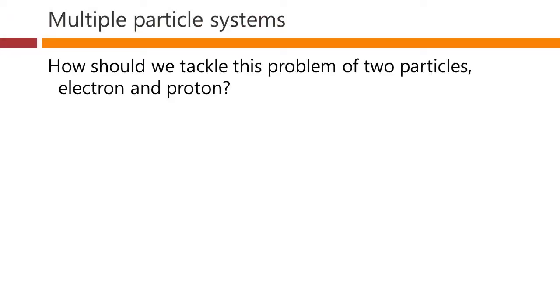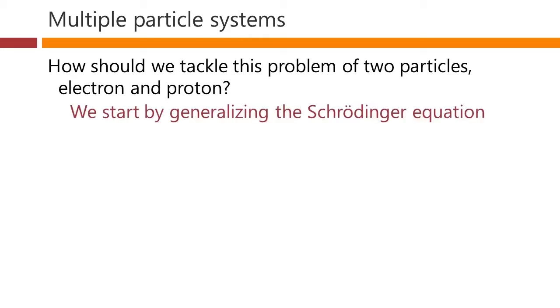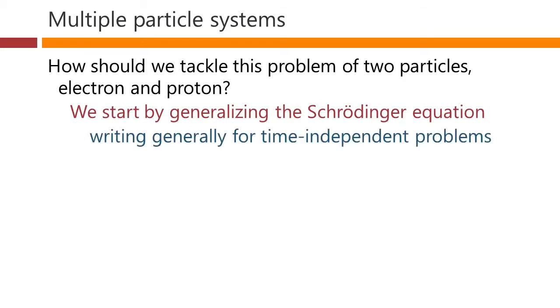So how then should we tackle this problem of two particles, the electron and the proton? Well, what we do first of all is we start by generalizing the Schrödinger equation. And now we mean quite generally, for example, for time-independent problems, that the Hamiltonian operating on the wave function is equal to the energy times the wave function. Now, this wave function, we presume, could now be the wave function of two particles or possibly more. And this Hamiltonian would be the energy operator for these two particles or possibly more particles. So this is a generalization of Schrödinger's equation.